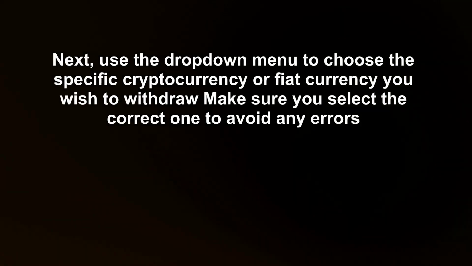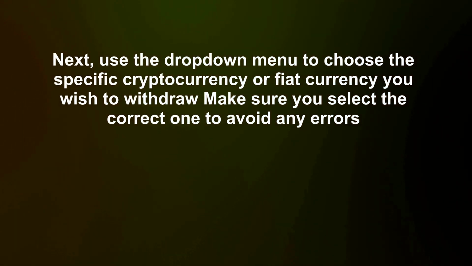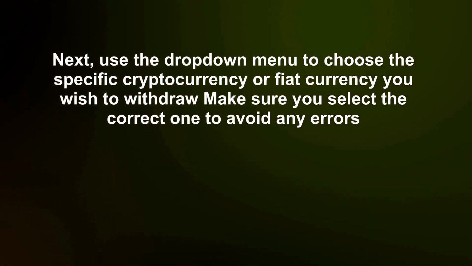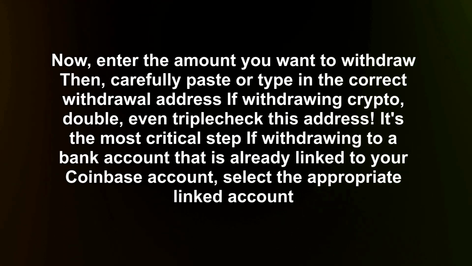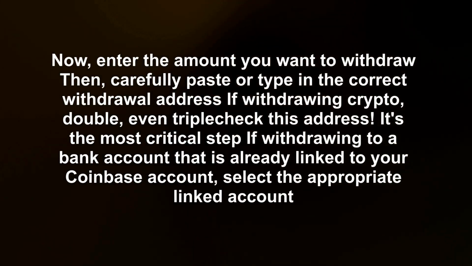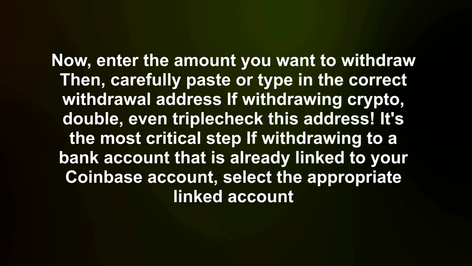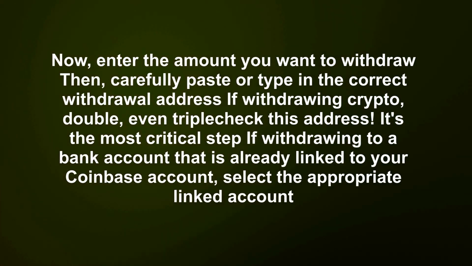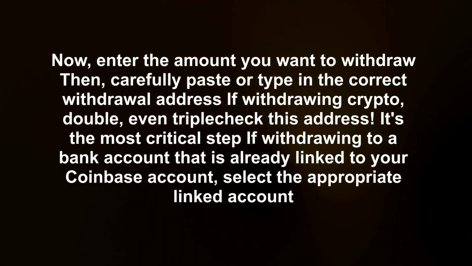Next, use the drop-down menu to choose the specific cryptocurrency or fiat currency you wish to withdraw. Make sure you select the correct one to avoid any errors. Now, enter the amount you want to withdraw, then carefully paste or type in the correct withdrawal address. If withdrawing crypto, double, even triple check this address. It's the most critical step. If withdrawing to a bank account that is already linked to your Coinbase account, select the appropriate linked account.